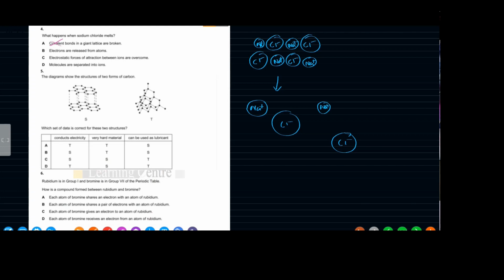Electrons are released from the atoms. No, it's nonsense. Electrons have already been transferred, ions have been made. See, electrostatic attractions between ions overcome, right? That sounds very correct, because what you have here is ionic bonds. Ionic bonds are strong electrostatic attractions.